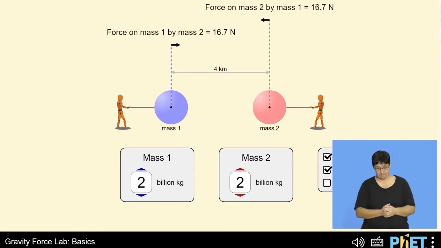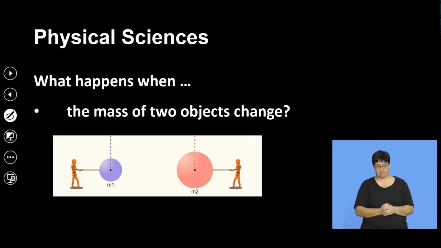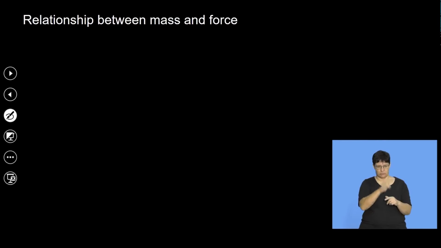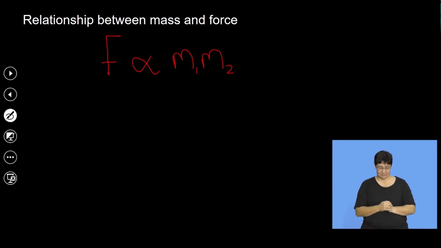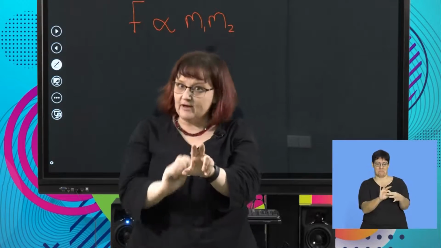Let's put this into some sort of way of looking at it. What we realized is that if I increase mass, I increase force. What we actually say is that force is directly proportional to the first mass times the second mass. I know that feels weird, but both work together. And how do I know it's times? Because I showed you that if I double both masses, force doubles twice.